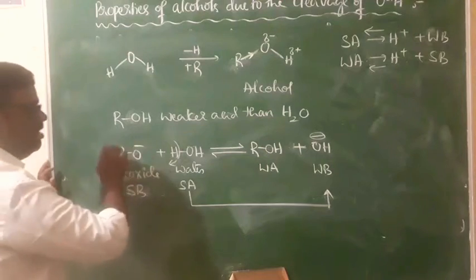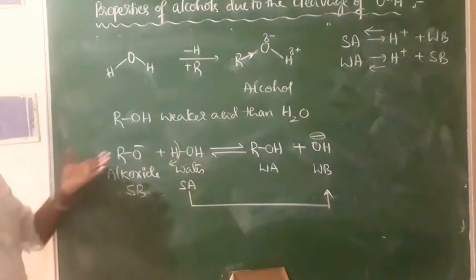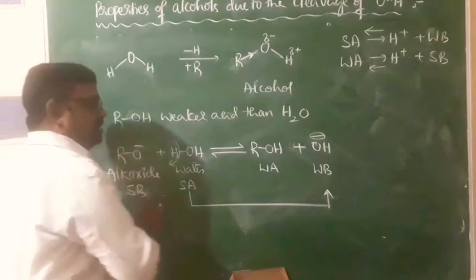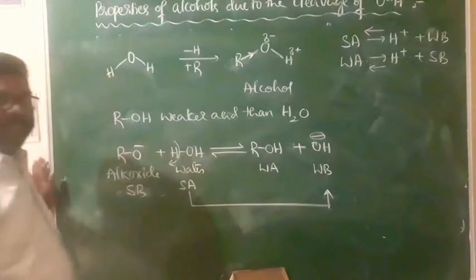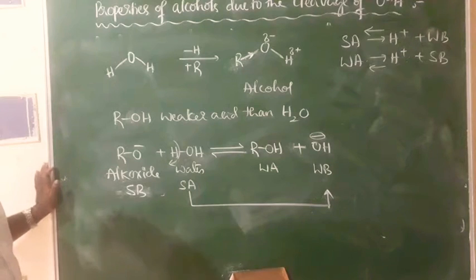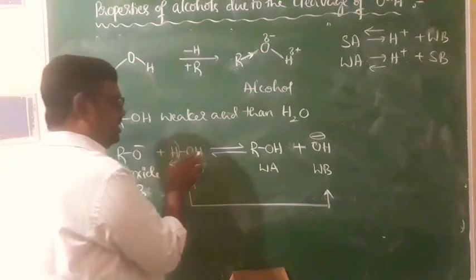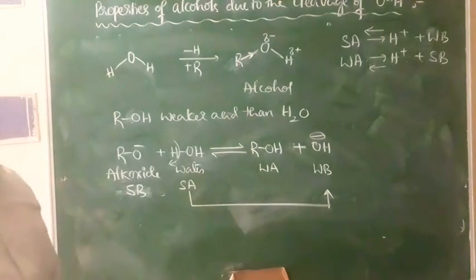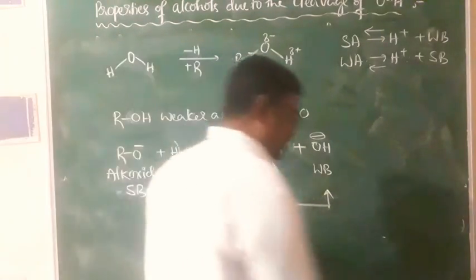So here, in this particular reaction, I can conclude one more important aspect: alkoxide is a stronger base compared to OH minus. Alkoxide is a stronger base compared to OH minus. And water is a strong acid compared to alcohol. Water is a strong acid compared to alcohol.